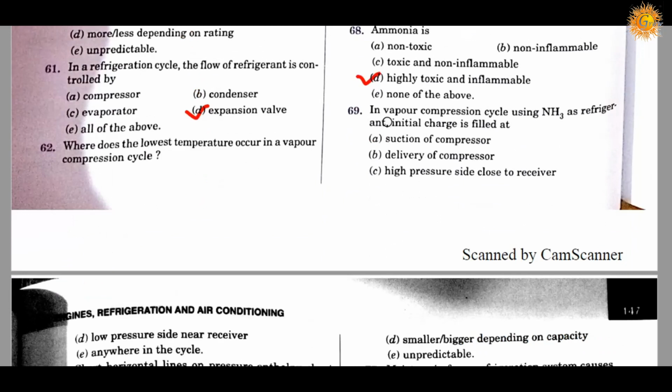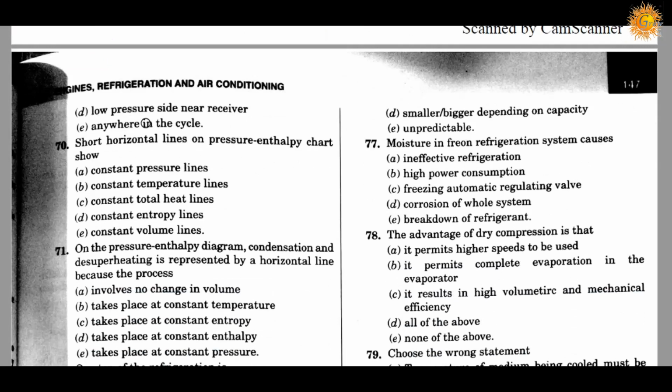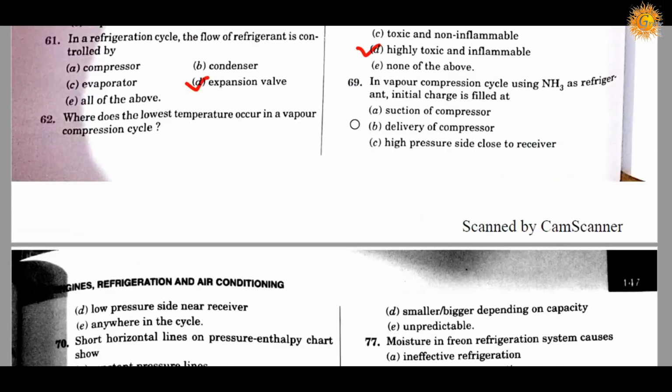Question 69. In vapor compression cycle using NH3 ammonia as a refrigerant, initial charge is filled at option A suction of compressor, option B delivery of compressor, option C high pressure side close to reservoir, option D low pressure side near reservoir, option E anywhere in the cycle. So the correct answer of 69 is C, high pressure side close to reservoir.